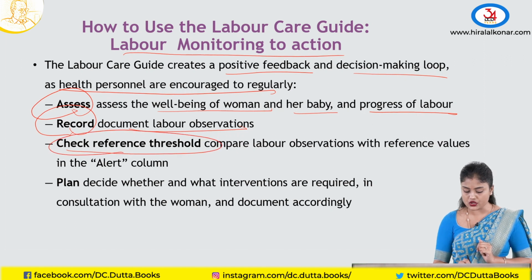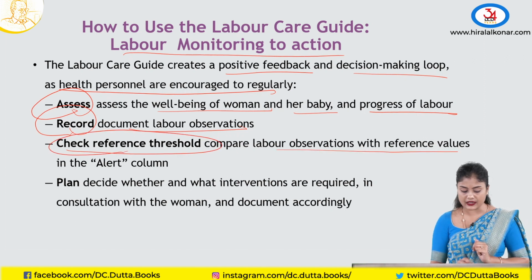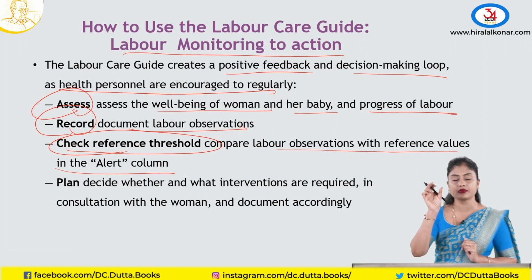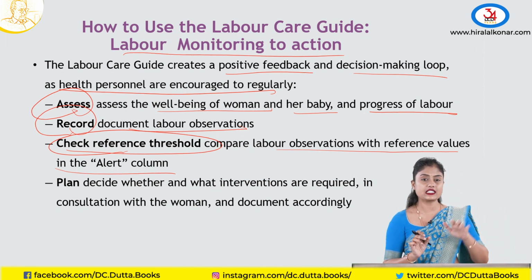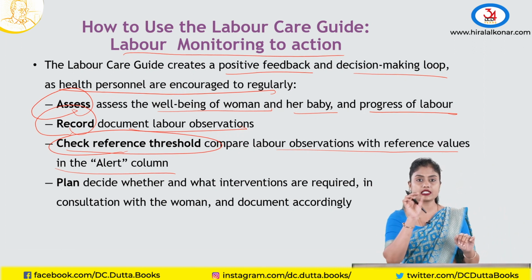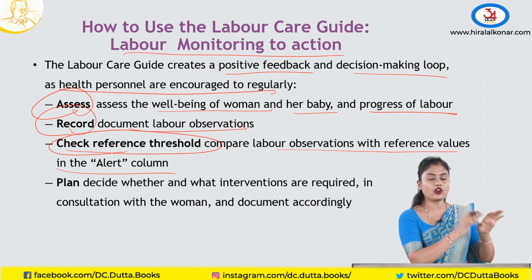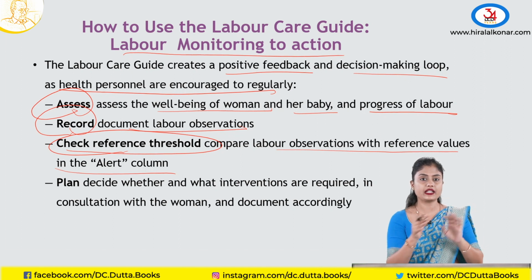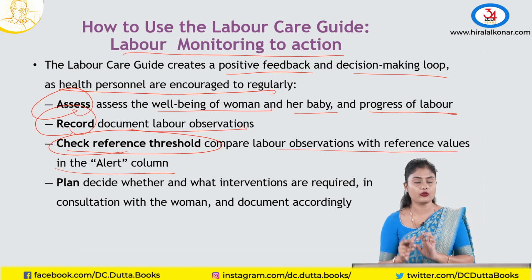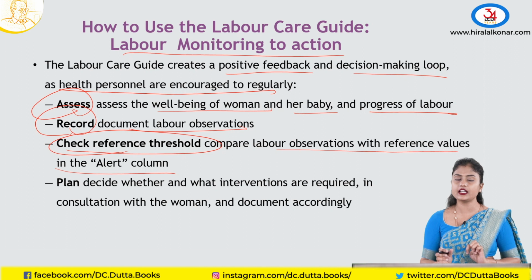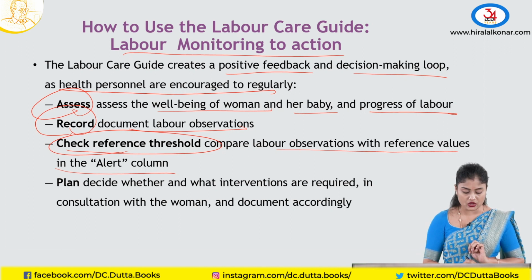Check the referral threshold. Compare the labor progression with reference values in the alert column that we have told you already. In cervical dilatation, all these things they have given, that should last not more than so many hours. Or in contractions, how many contractions should be there and each contraction should last how many seconds. So you should check the alert column whether she is crossing that limit or not.